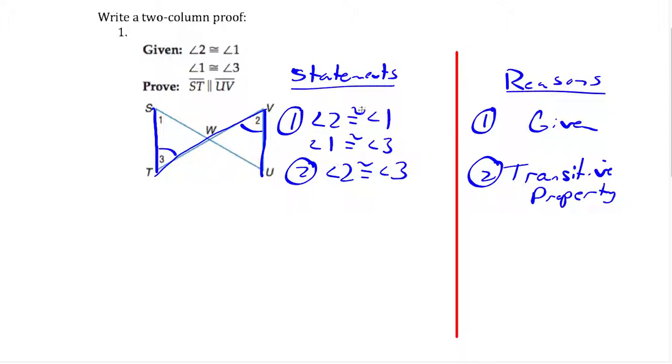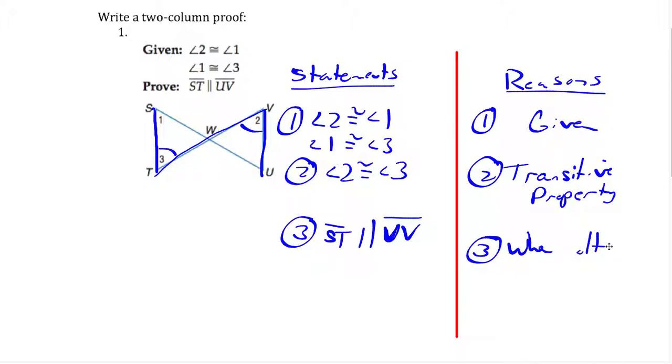Right? If A is equal to B and B is equal to C, cut out the middle, man. A equals C. So if angle 2 is equal to angle 3, alternate interior angles are congruent, so that means that ST is parallel to UV. And yet again, we can say when alternate interior angles are congruent, lines are parallel. And it's as simple as that.